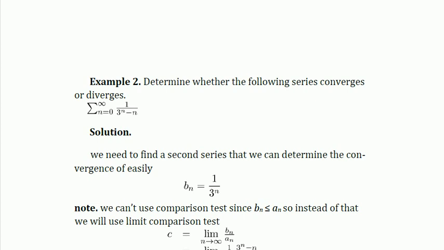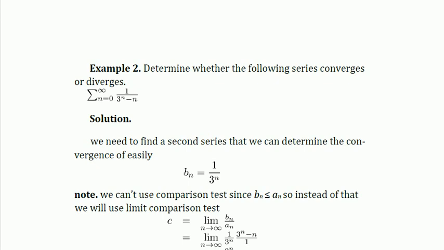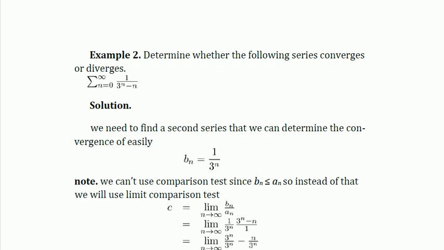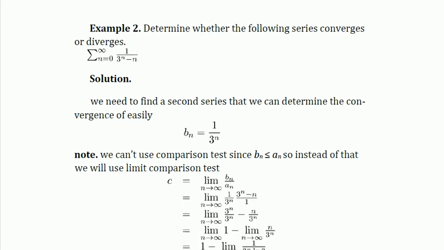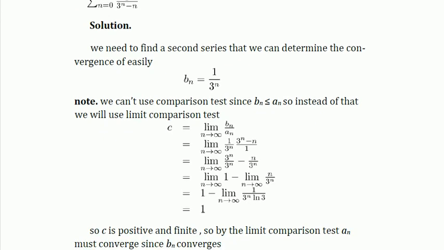C equals the limit of b of n over s of n as n approaches infinity. And that equals 1 over 3 to the power of n times 3 to the power of n minus n over 1. And the answer is 1. So C is positive and finite, so by the limit comparison test, s of n must converge since b of n converges.